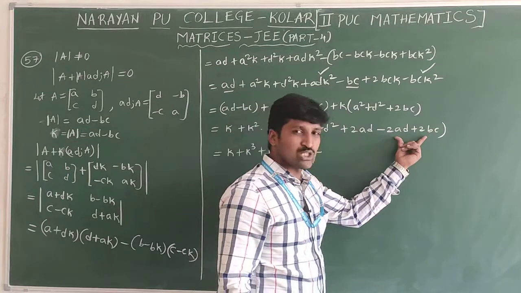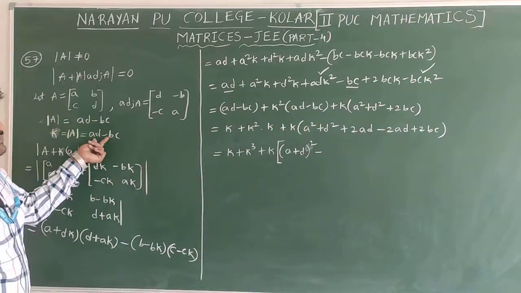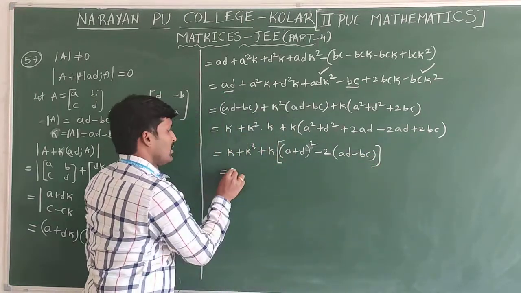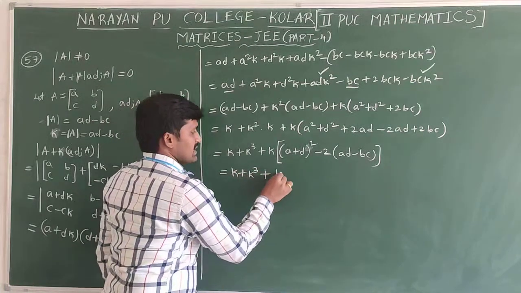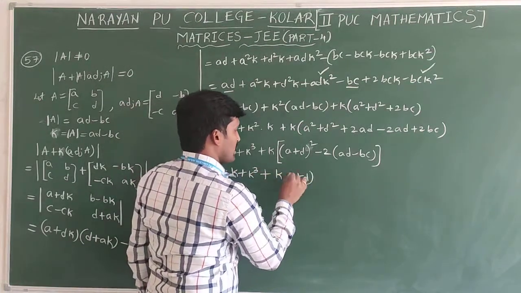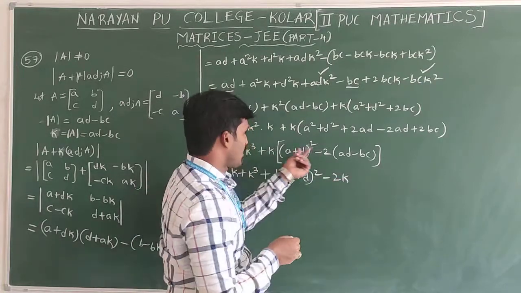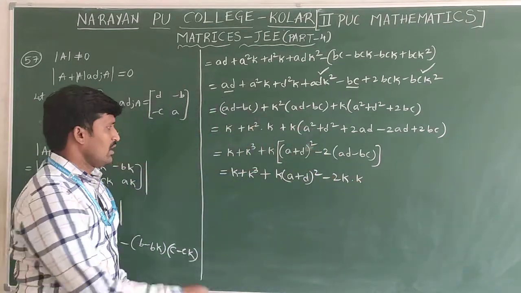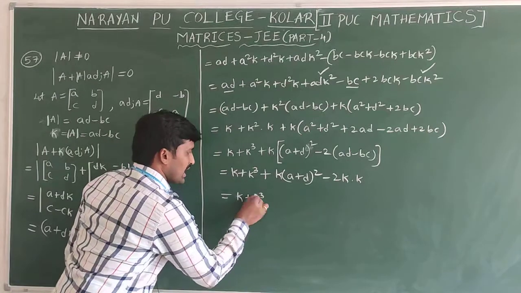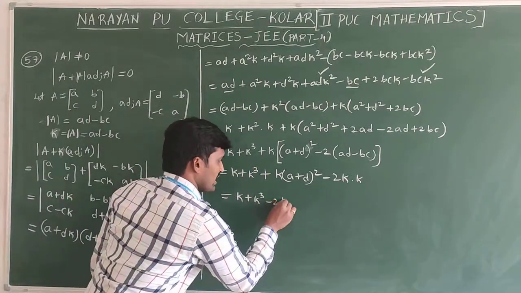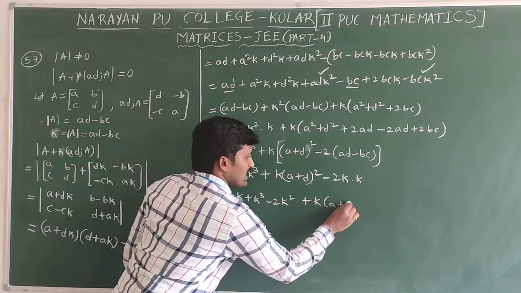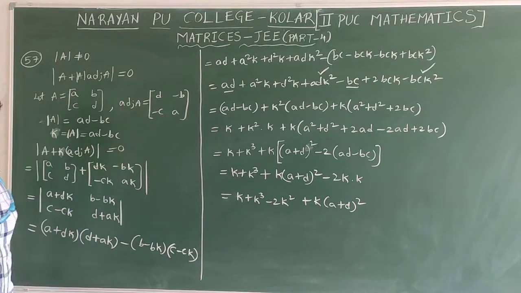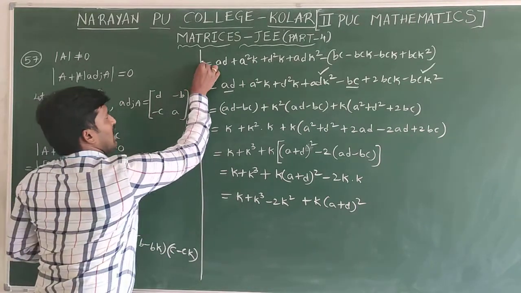Now in this I will take minus 2 common, because if you take minus 2 common you will get ad minus bc. So k plus k cube plus k into a plus d whole square minus 2k, this k multiplied. Again ad minus bc means k into k. Now here k plus k cube, this minus 2k square, plus k into a plus d whole square. Here clearly this complete value is given as 0, so on the other side there is a 0 value.